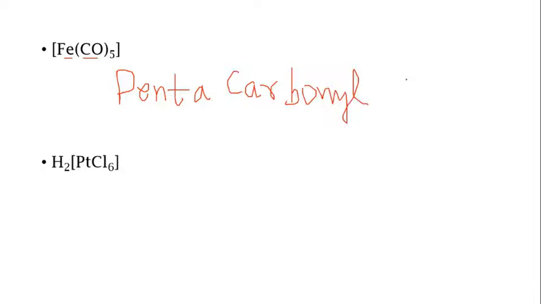The next example is FeCO taken 5 times. So you have carbonyl as the ligand and iron as the metal center. So there are 5 carbonyls. So this is penta, penta carbonyl, and you have iron. This is the central metal ion. Then in the bracket you will write the oxidation state, which is 0. Carbonyls will have an oxidation state of 0. In carbonyls the metal center will have an oxidation state of 0.